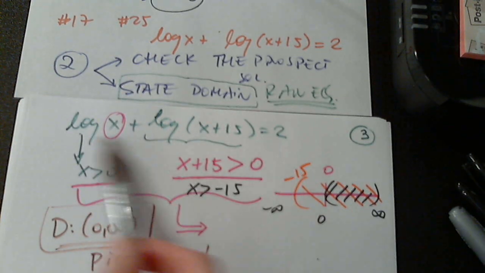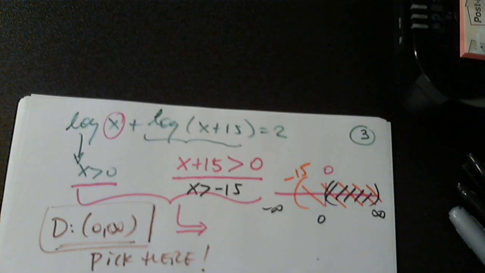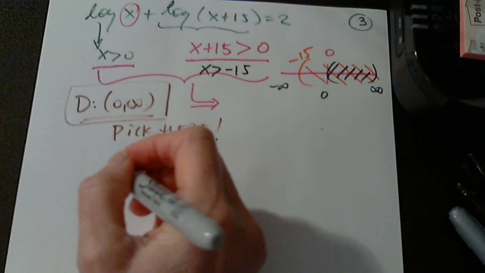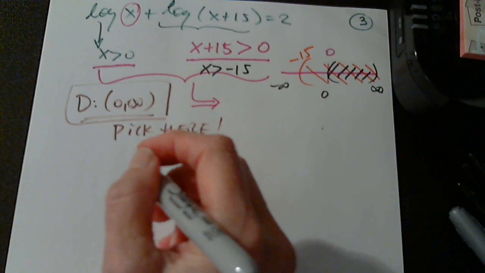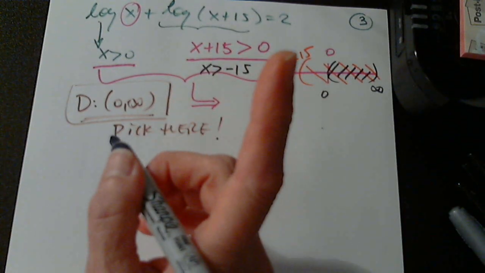We already know how to condense this. How do we condense it? Can anyone tell us how to condense log x plus log of x plus 15? We reviewed those properties a few minutes ago. Would it be x times x plus 15? Correct. But that's not enough. Oh, equal to 2. Careful.